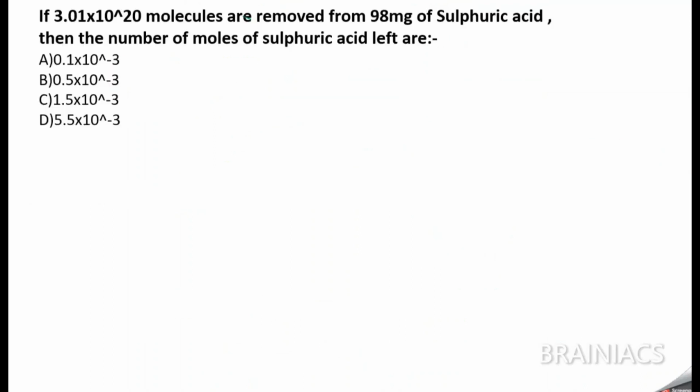So what is the question they have asked you? If 3.01 into 10 power 20 molecules are removed from 98 milligram of sulfuric acid, then the number of moles of sulfuric acid left behind. So this question is very good actually. This is checking whether you know the conversion between different units. So we can assume the situation like you have sulfuric acid taken, maybe in a test tube. Let's assume.